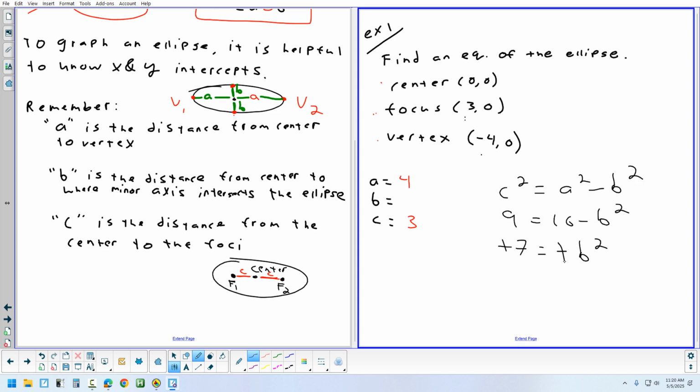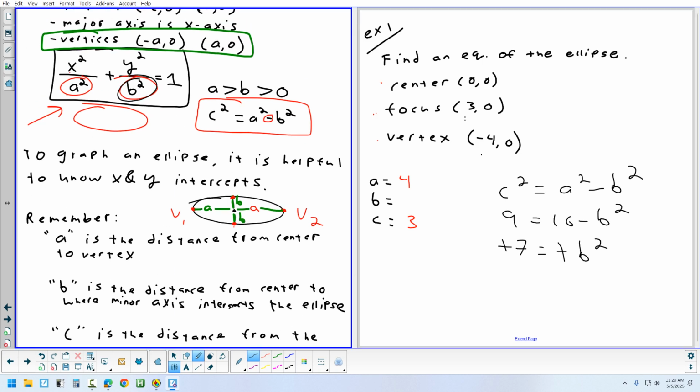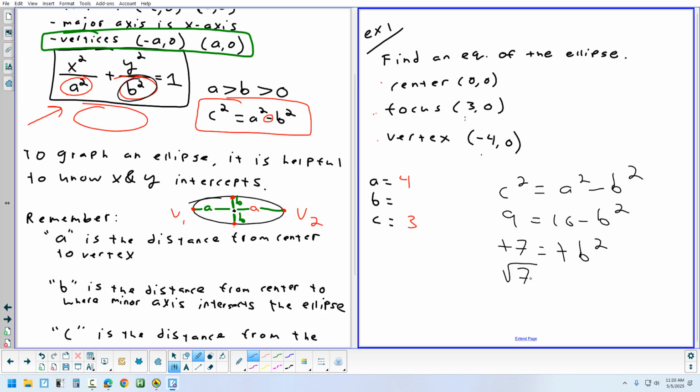And what's my last step to get B by itself? Right. And technically, I don't need B by itself because the formula needs B squared. It doesn't need B. B would be helpful if I wanted to actually draw it, which maybe I'll do for the first one. But we want to get B by itself. It will be the square root of 7. Okay, so now we've got everything that we need. We will fill it in to the equation of an ellipse.